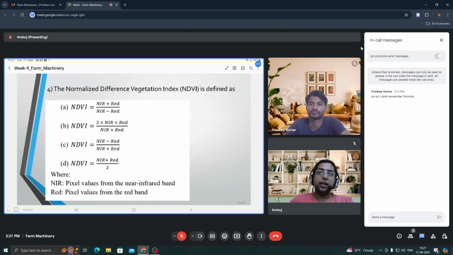Red is the wavelength of red color. Or 2 into NIR into red over NIR plus red. Or is it NIR minus red over NIR plus red? Or is it the average of two? NIR is pixel values from the near infrared band and red is pixel values from the red band.